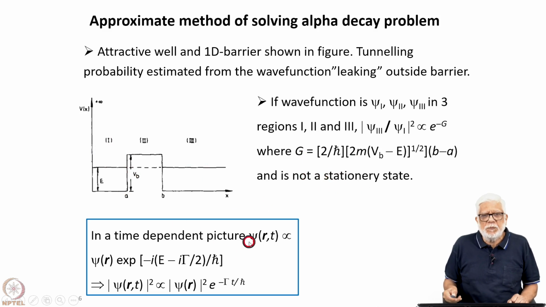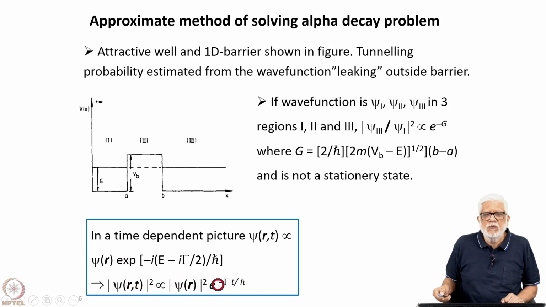In the time dependent picture, this psi of r and t can be written down as psi of r times an exponential. So you have e to the minus iEt over h cross normally, but you add a small imaginary component to that, and the minus sign indicates that it actually leads to decay of the system rather than growth of the system. And so if you square this, then the modulus of psi of r, t squared goes like psi of r squared times exponential minus gamma t by h cross.